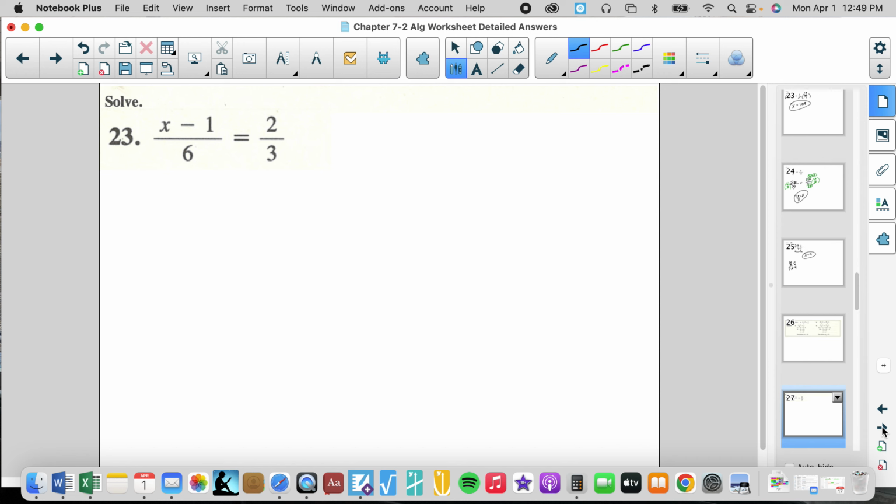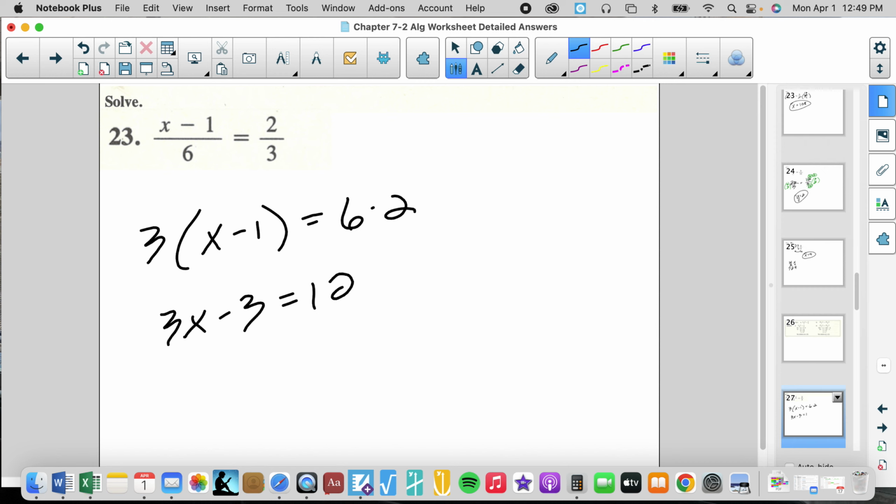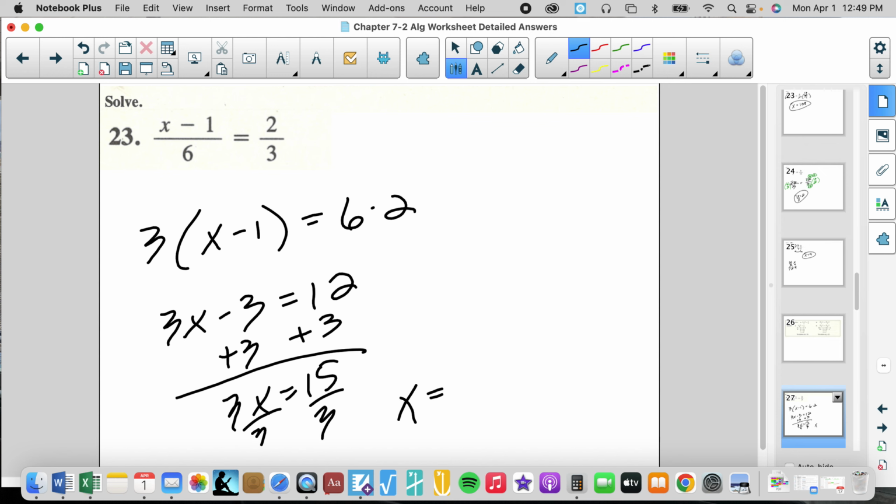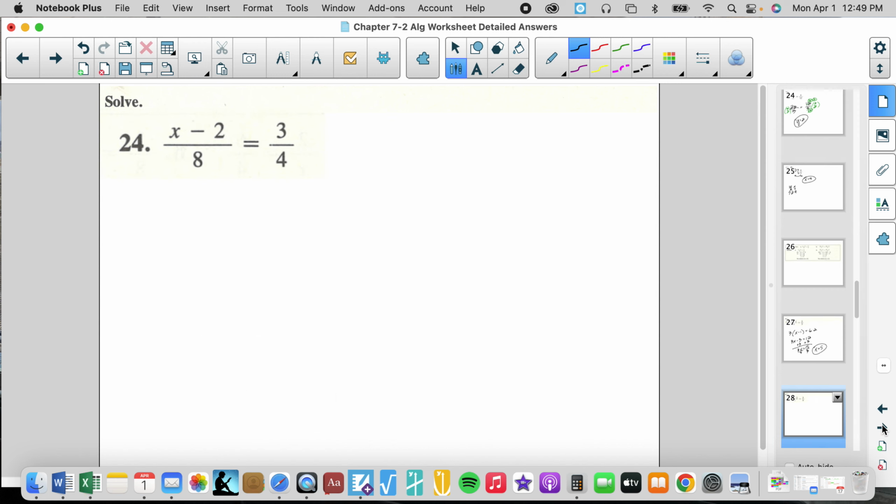Did I skip one? No. So let's cross product. When we cross product, you got to distribute it to both. So that's 3 times x minus 1. We're multiplying it by a binomial, so we get 3x minus 3 equals 12. Now this is a 2-step equation. Divide by 3, divide by 3. X equals 5. Yeah. So that's a nice, easy way.